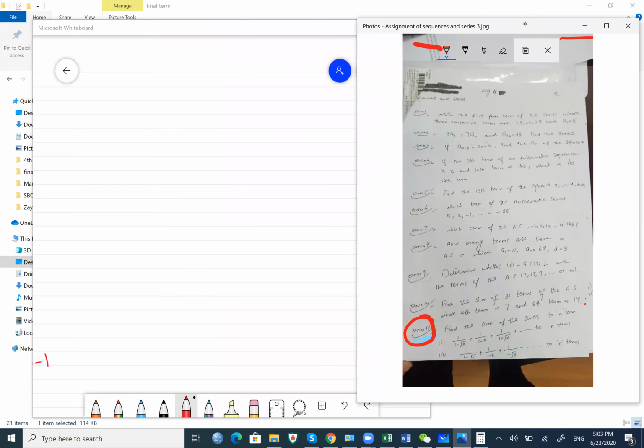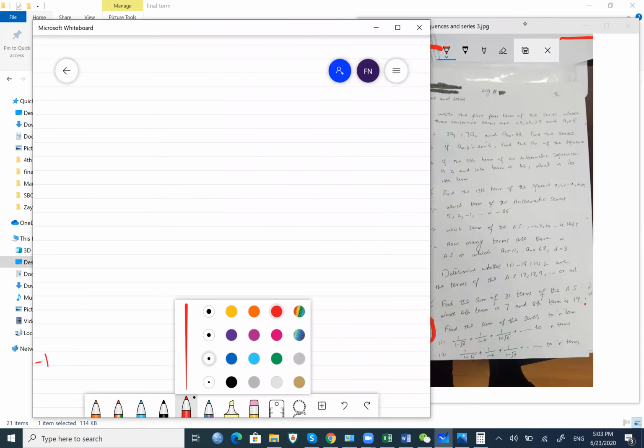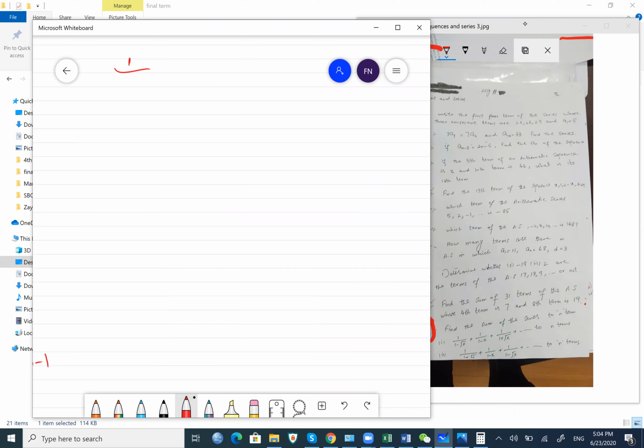Can you see question number 11? It says find the sum of the series, and the series is in the form of 1 over 1 minus square root of x, plus 1 over 1 minus x, plus 1 over 1 plus square root of x, up till n terms. There are n terms, and we want to find the sum.